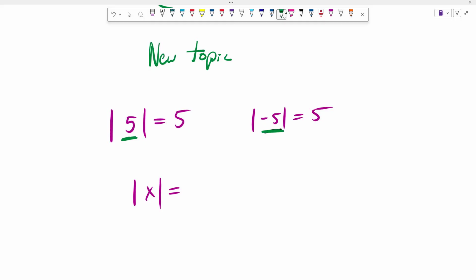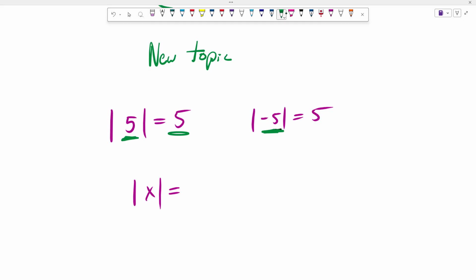If x is positive, it's x. What if x is negative? It's negative x. The absolute value of x is what we call a piecewise defined function.